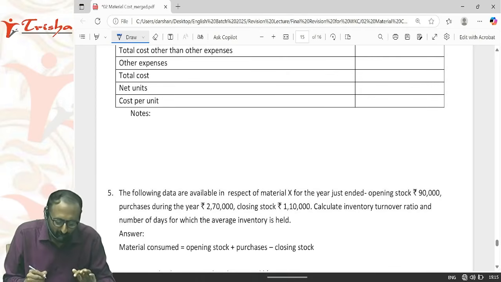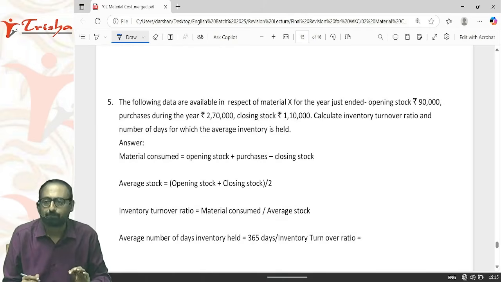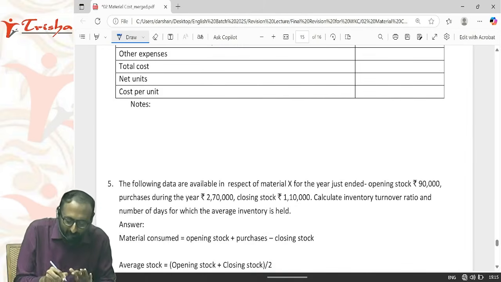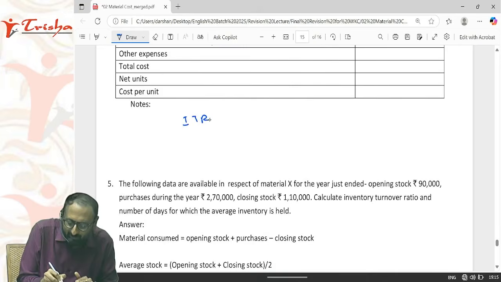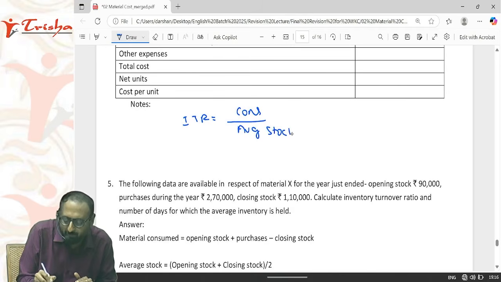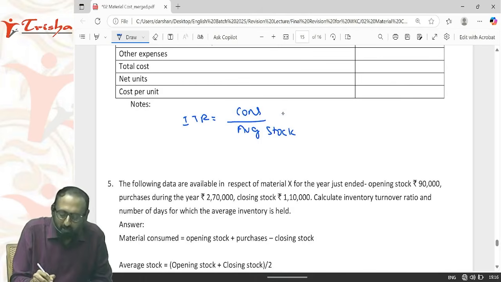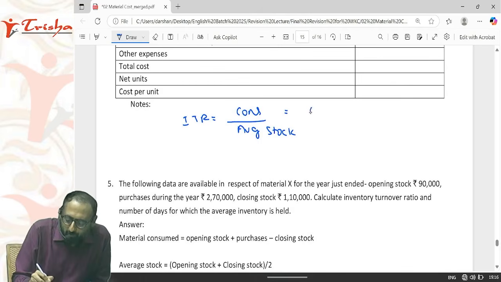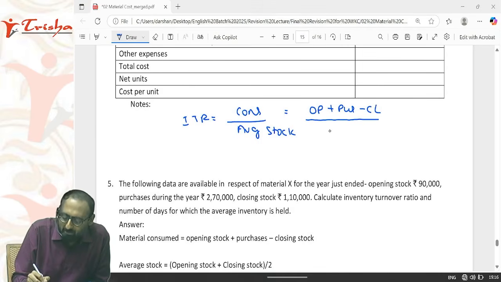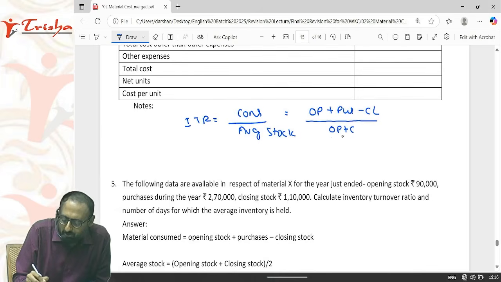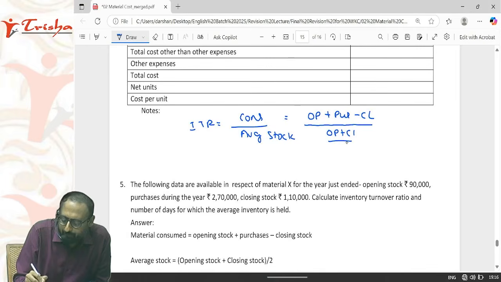The formula for inventory turnover ratio is very simple. Annual consumption divided by average stock. Remember: annual consumption divided by average stock. How to calculate consumption? Opening stock plus purchases minus closing stock is equal to consumption, and average stock is nothing but opening stock plus closing stock divided by 2.